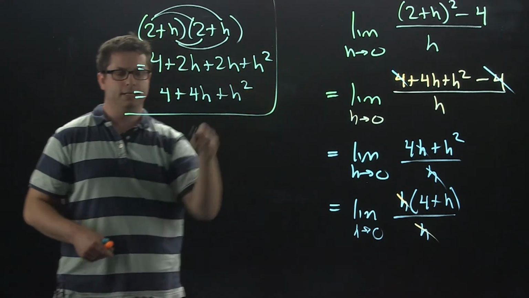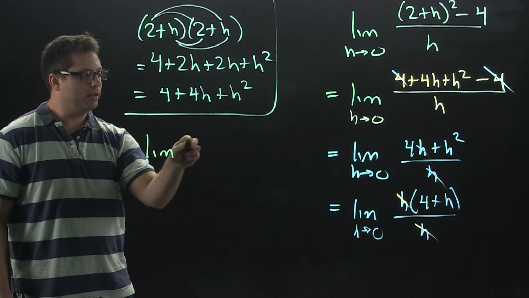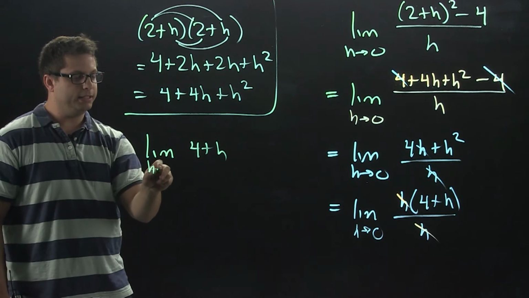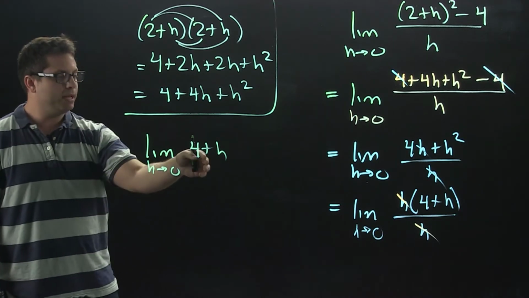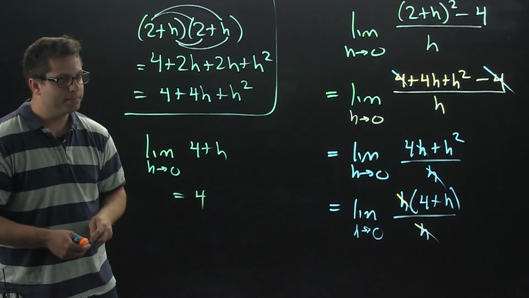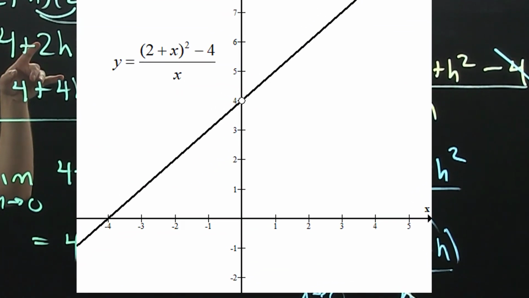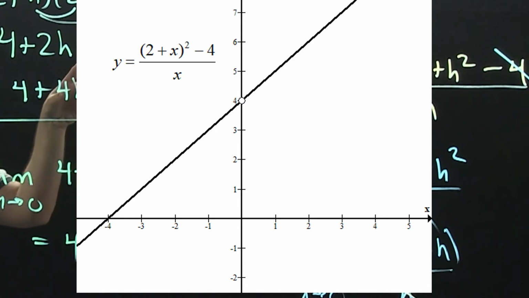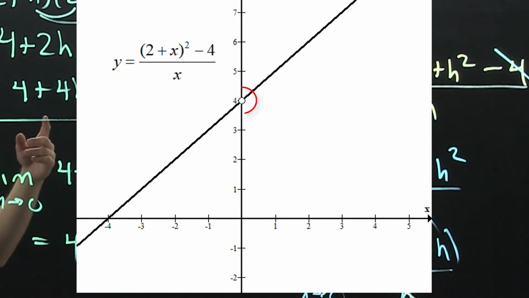So we'll come over here. Let's box this. So you have the limit of 4 plus h as h goes to 0. Now I'm allowed to plug in h equals 0. I'm going to get a number out, and it will be 4. So again, back to the graph, you can see now as the h or x value approaches 0, the graph approaches the y value of 4.